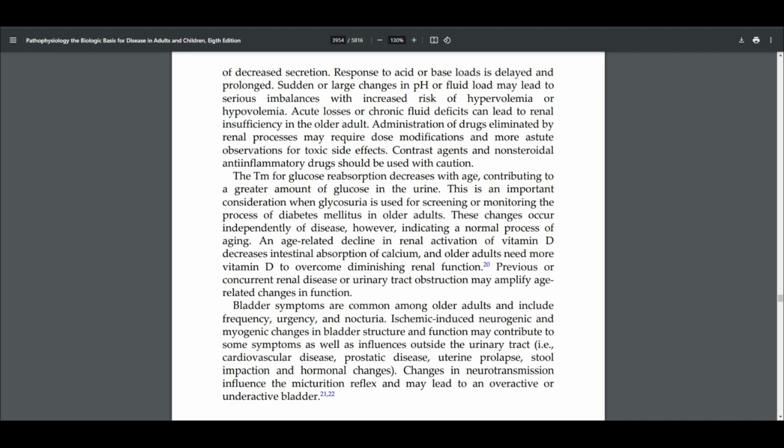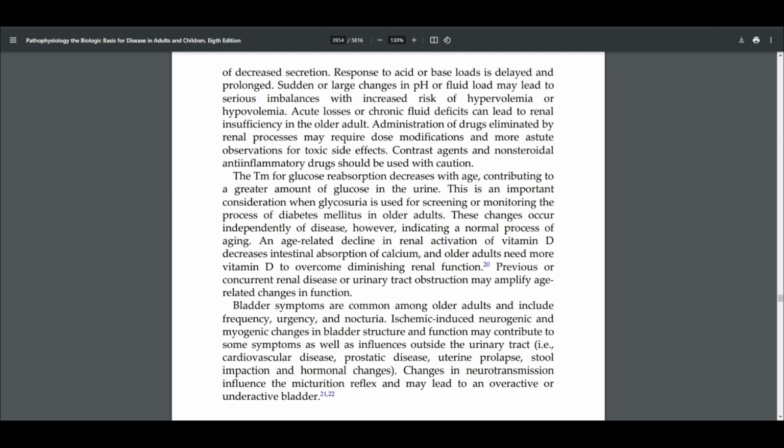Administration of drugs eliminated by renal processes may require dose modification and more astute observation for toxic side effects. Contrast agents and non-steroidal anti-inflammatory drugs should be used with caution. The TM for glucose reabsorption decreases with age, contributing to greater amounts of glucose in the urine. This is an important consideration when glycosuria is used for screening or monitoring the progress of diabetes in older adults. These changes occur independently of disease, however, indicating a normal process of aging.